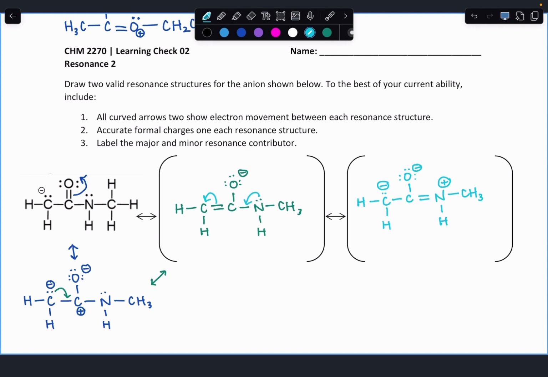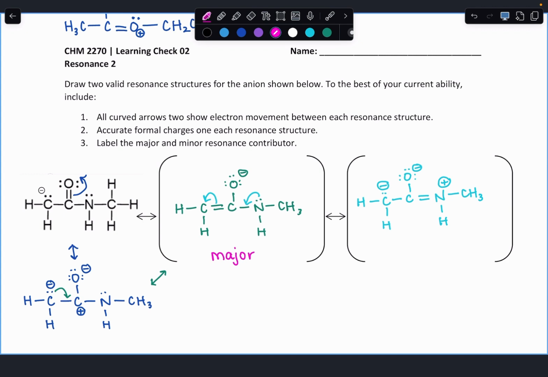Okay. And then when we evaluate stability, most stable is the second structure where we only have one formal charge. True for both of these. Both of these only have one formal charge and no open shell atoms. But in this one, the negative charge is on the oxygen, which is more stable because oxygen is more electronegative than carbon. Carbon has a negative charge here. So that makes this second one major.